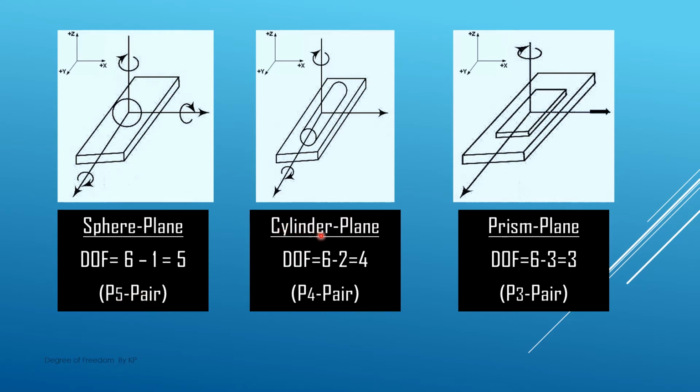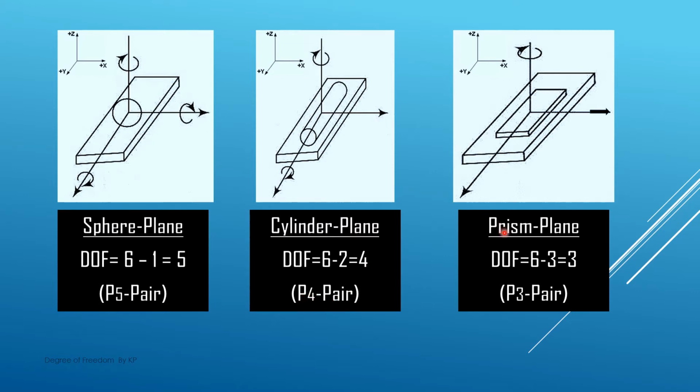In the second figure we have a cylinder-plane combination, meaning we put a cylinder on a plane surface. The cylinder can move along the x direction and along the y direction, but it cannot move along the z direction. It has one translatory restriction along the z direction. For rotational motion, this cylinder cannot rotate about the x-axis, but it can freely rotate about the y-axis and the z-axis. So it has one rotational restriction, along the x-axis. So it has two restrictions in total. The degree of freedom is 6 minus 2, that is 4. Basically it is called a P4 kind of pair.